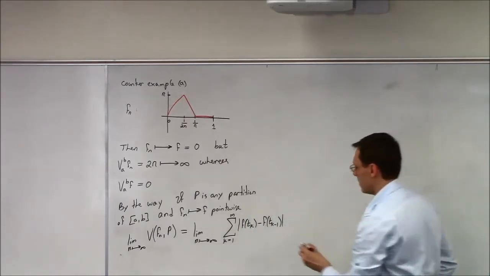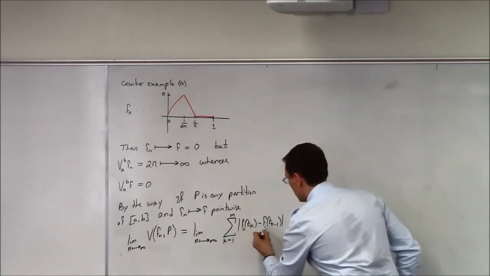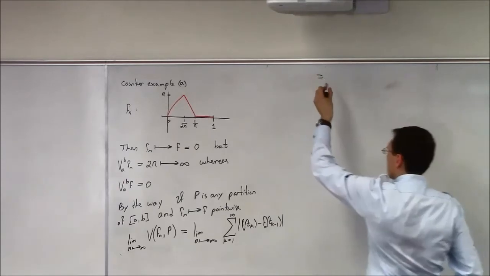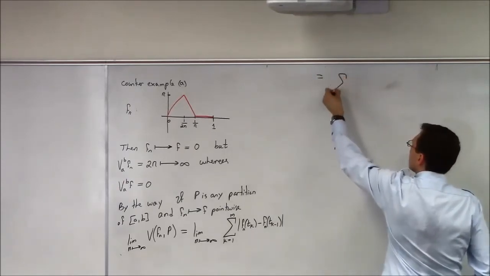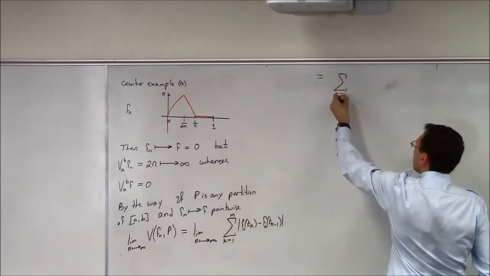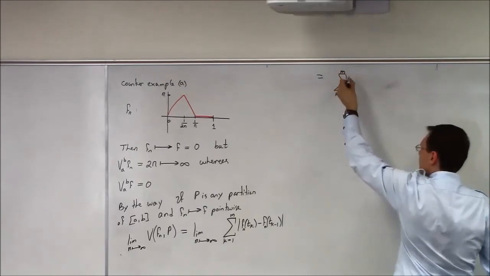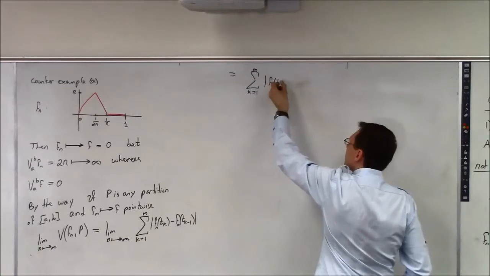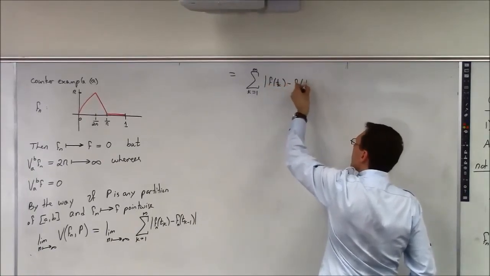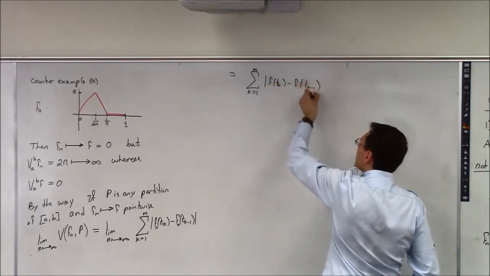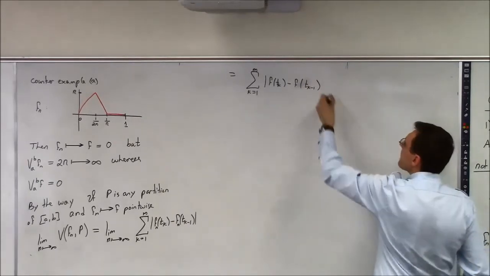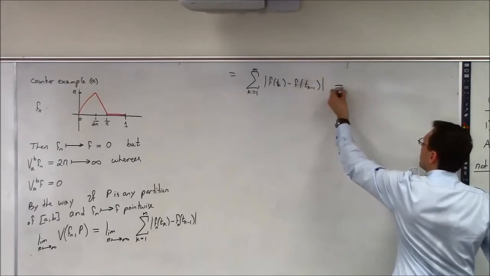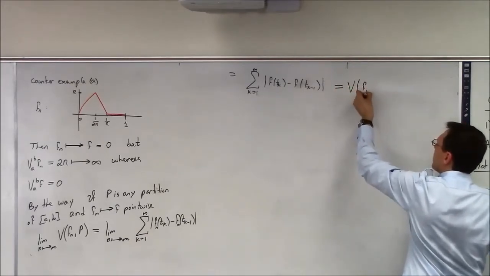Right? Oh, there is an n here. And this limit is equal to the summation of f(t_k) minus f(t_{k-1}), which is the variation of f over P.